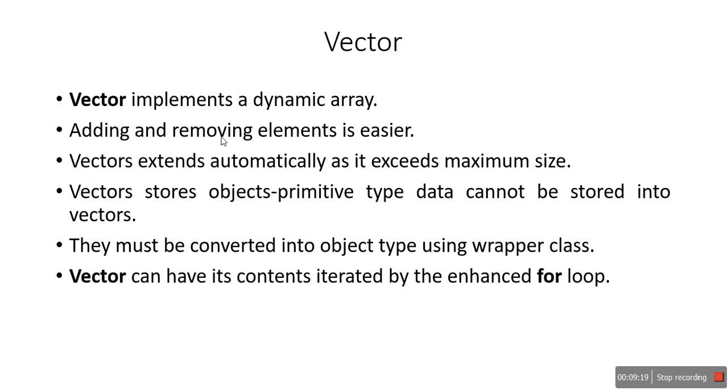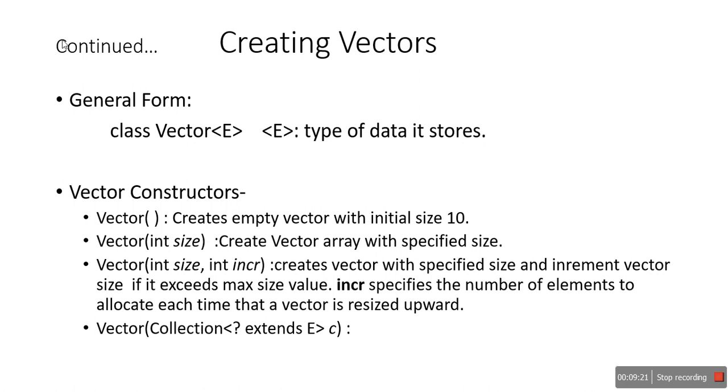Now we will see how to create a vector. Here is the general form for creating a vector. I should not write the class keyword, just write the vector type. Using this class vector, we are creating a vector. Here E denotes the type of data it stores. E means enumeration type. Just remember, E denotes the type of data it stores.